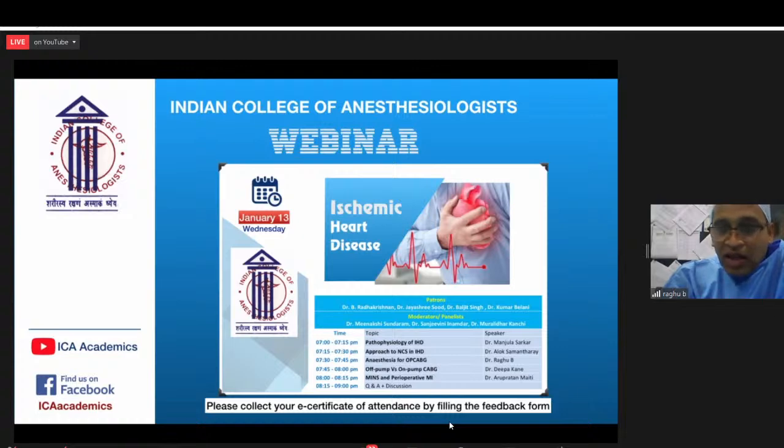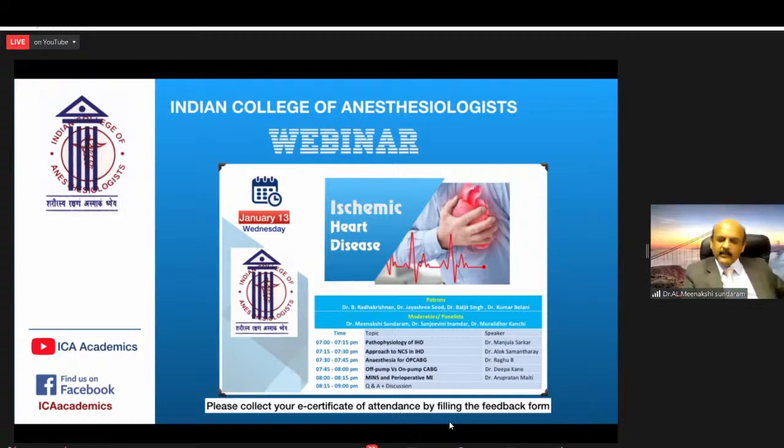Or if you think the vessels are bad and you are not able to graft some vessels, you don't give full protamine to the patient. So if you are looking at the off-pump CABG with a young patient, bad vessels, better to keep at higher ACT and do the procedures.